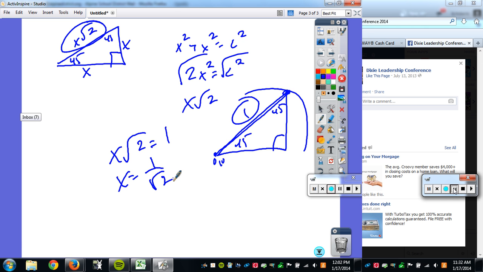Okay, why is that bad in mathematics? Does anybody remember, recall? We can't have a radical in our denominator. Anybody know why? It's irrational. That is part of the reasoning. Okay.